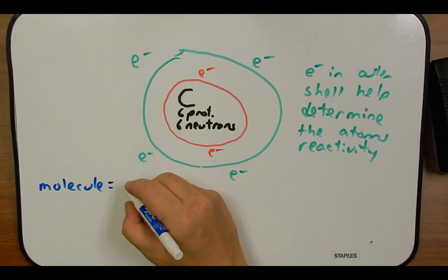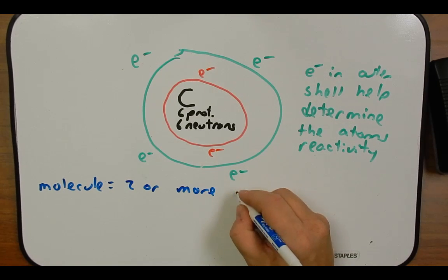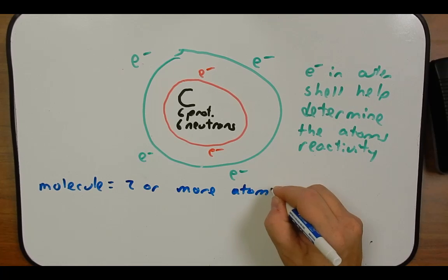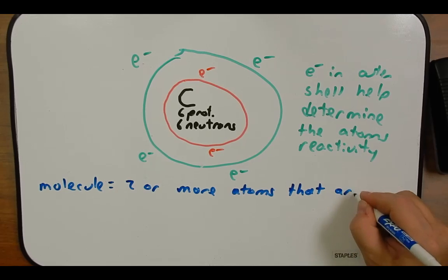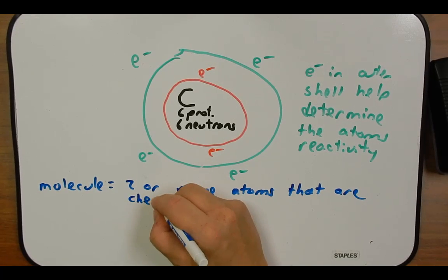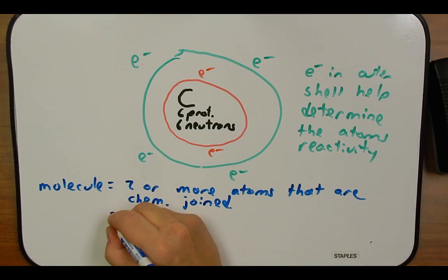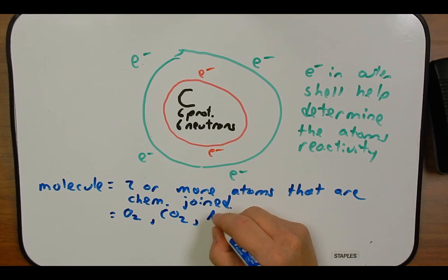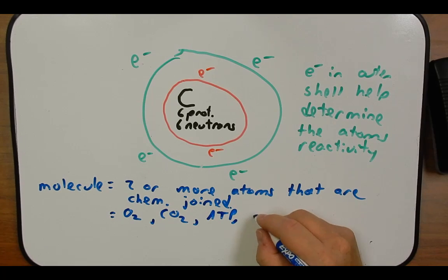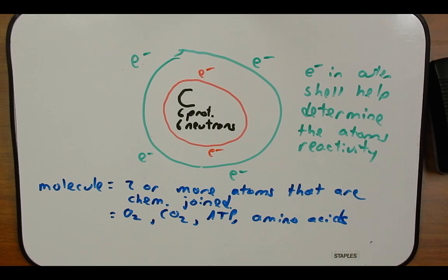Molecules, a simple definition would just be two or more atoms that are chemically joined. Some examples would include oxygen, carbon dioxide, a little larger molecule like ATP, or amino acids. These are all molecules. Now there is a special category of molecules called compounds.